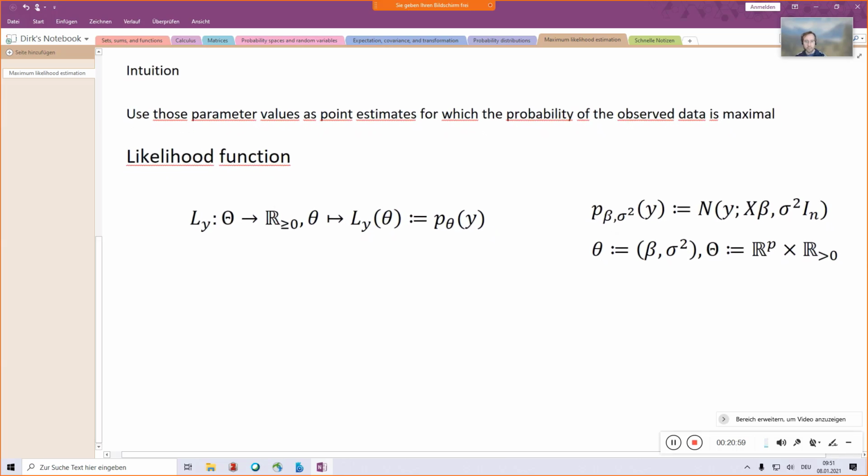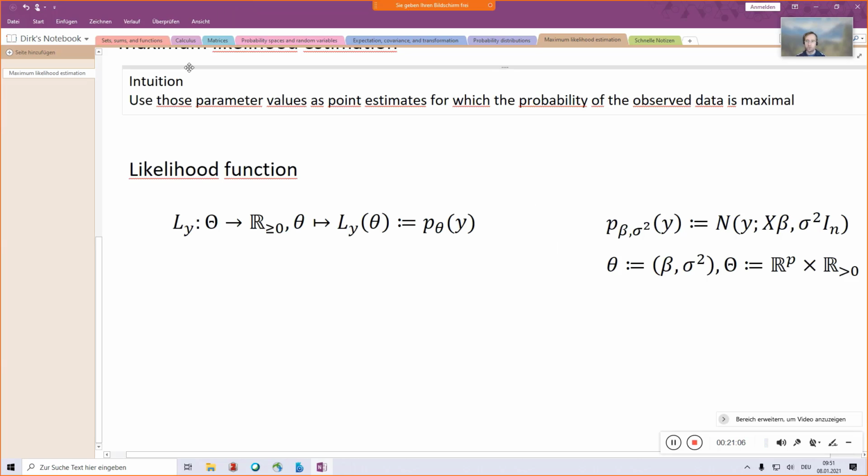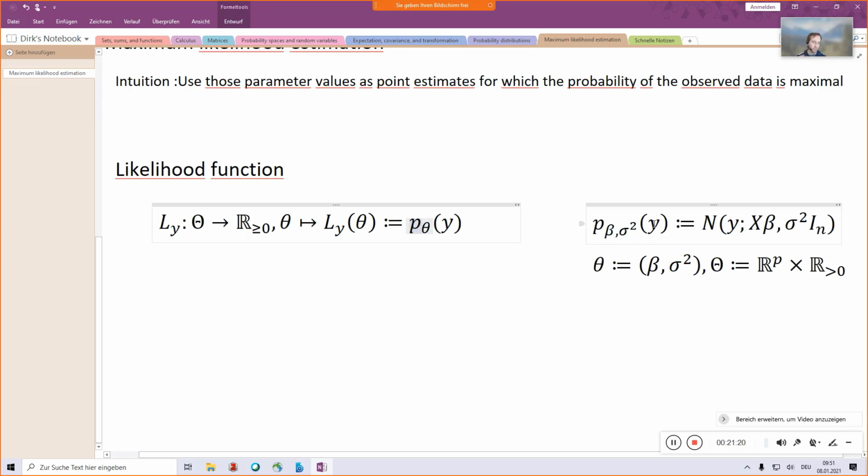Now, the crucial difference here is, and this is always confusing when one first is exposed to maximum likelihood estimation, that this here and this here is of course the same thing. The crucial difference is that a probability density function is a function of these values y here, so it assigns to each value of the data a probability density according to this expression. A likelihood function, on the other hand, assigns to each value of the parameter this value for a fixed value of the data.